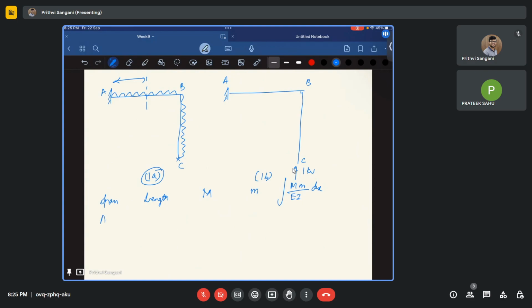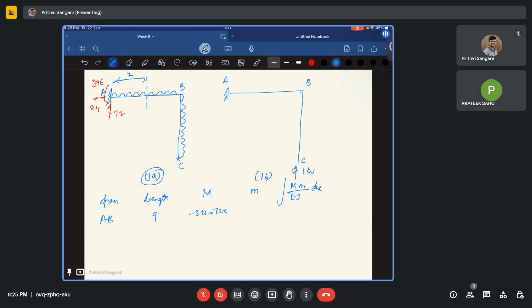Let me first consider span AB. What is the length of the span AB? 9 meters. What is my capital M? It is going to be minus 396, plus 72x. 72x is sagging. So minus 396 plus 72x. Is there anything else to consider?